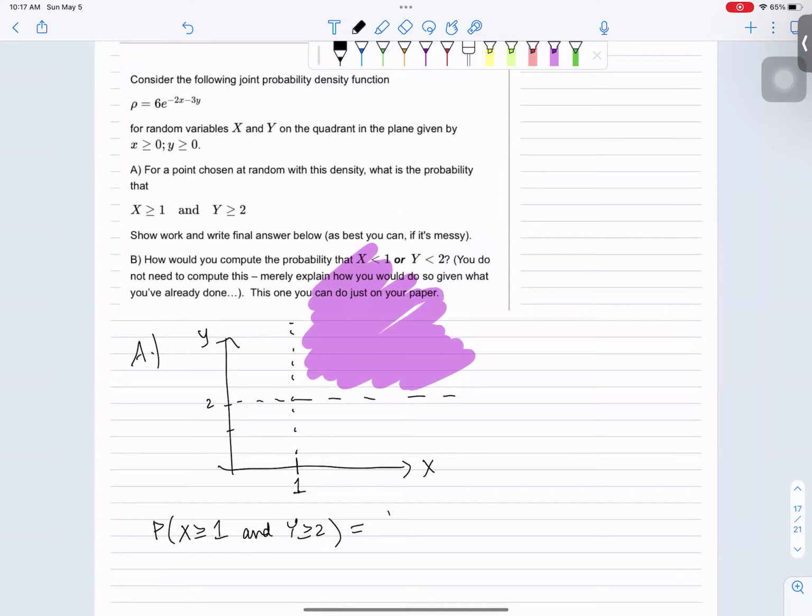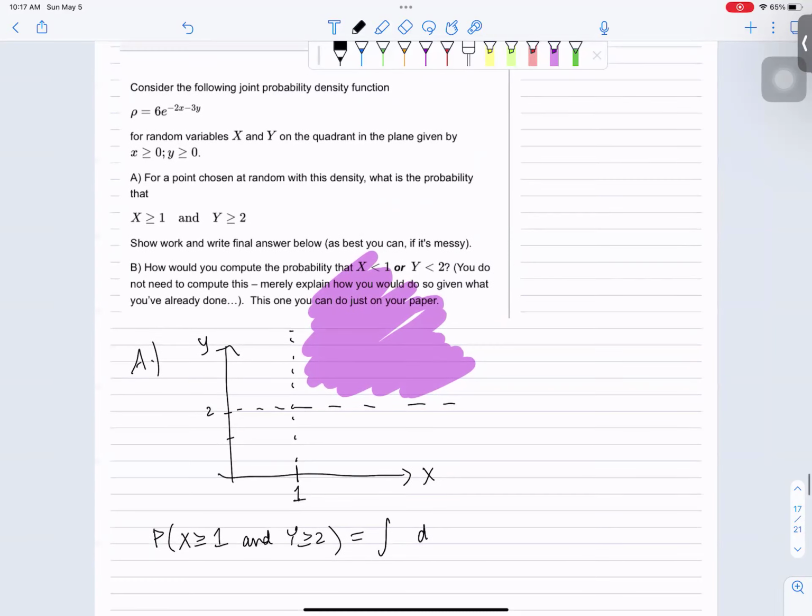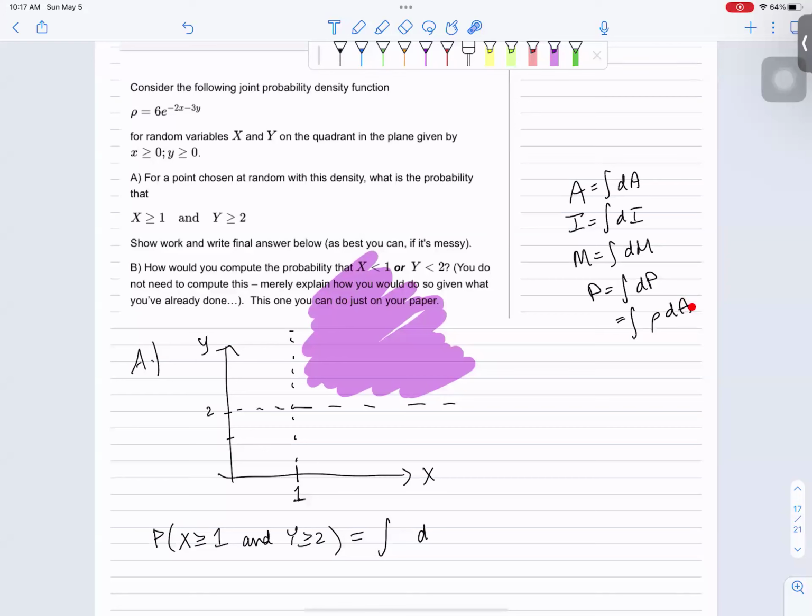Well, in probability form, like what is... Okay, just like how moment of inertia is the integral of the inertia element, mass is the integral of the mass element, area was the integral of the area element. So here, probability is the integral of the probability element. Specifically, what is the probability element? It's whatever the probability density function is, and then d, whatever region we're living in. If we're in 2D, it's dA. If it's 3D, it's dV.